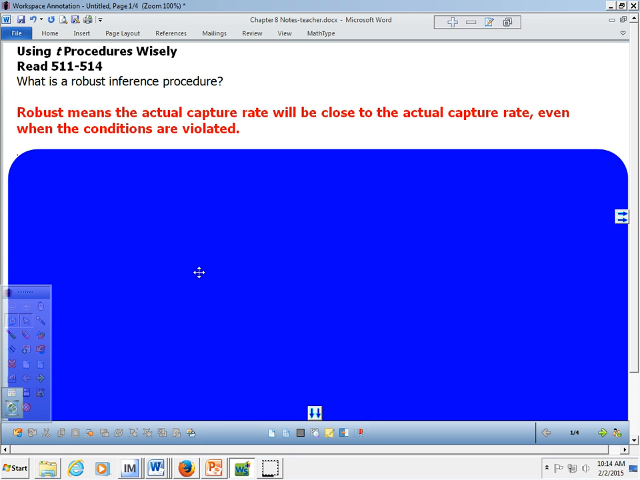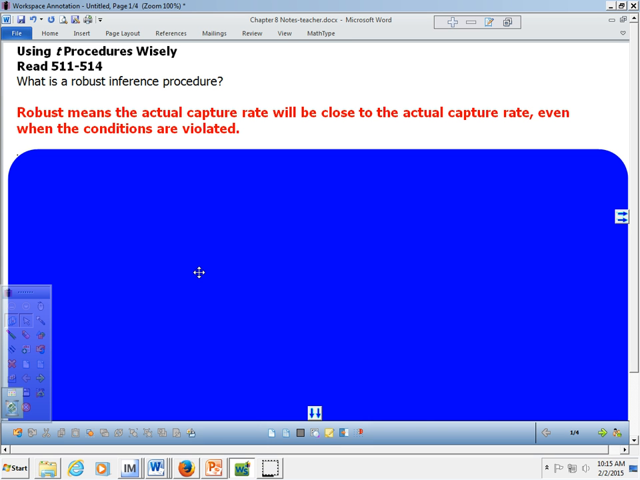Now, what that means is a 95% confidence interval will have a 95% chance of capturing the population proportion or population mean, as long as all the conditions are perfect and everything is as it should be. If some of the conditions or one of the conditions are violated, then if a procedure is robust, that capture rate will still be the capture rate.